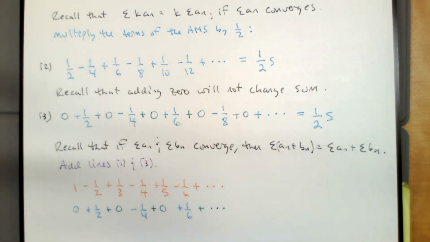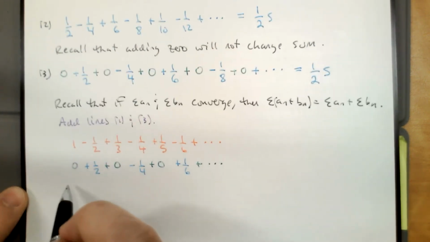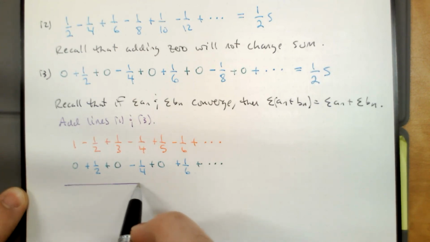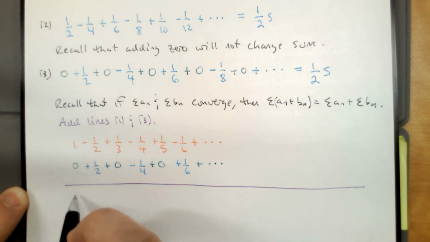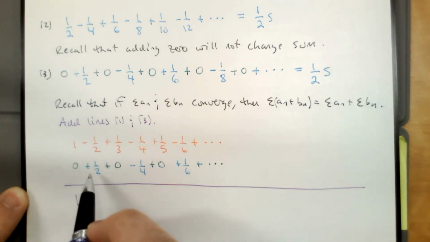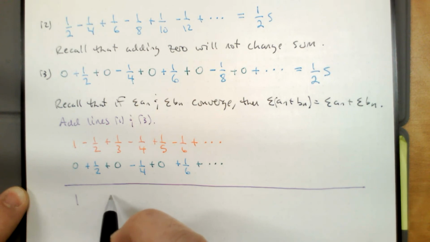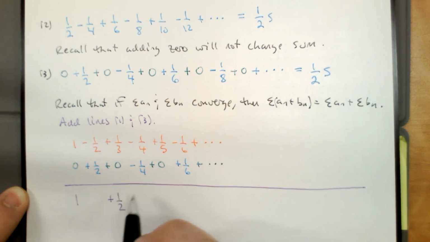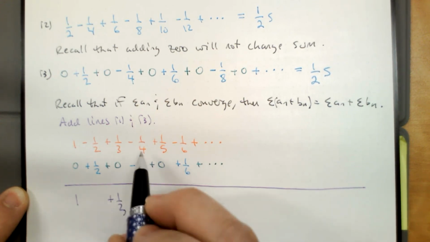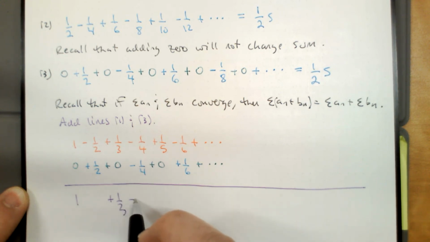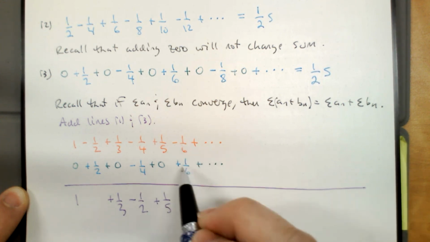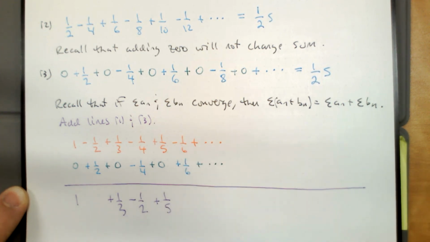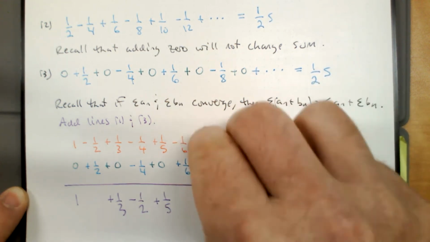So if we add these two series together, term by term, one and zero is one, minus a half plus a half is zero, a third plus zero is a third. Minus a fourth minus another fourth is minus 2/4, or minus 1/2. Then I've got a plus 1/5. But minus a sixth plus a sixth is zero. I guess I dot dot dotted too early.